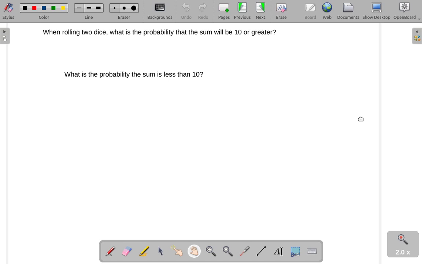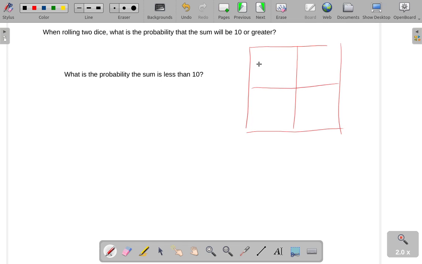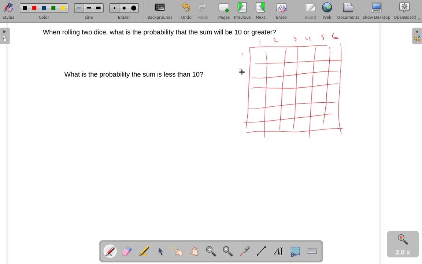When rolling 2 dice, what is the probability that a sum will be 10 or greater? So since I'm rolling 2 dice, I'm going to go ahead and write up my chart here. I got something that looks like this. 1, 2, 3, 4, 5, 6. 1, 2, 3, 4, 5, 6.